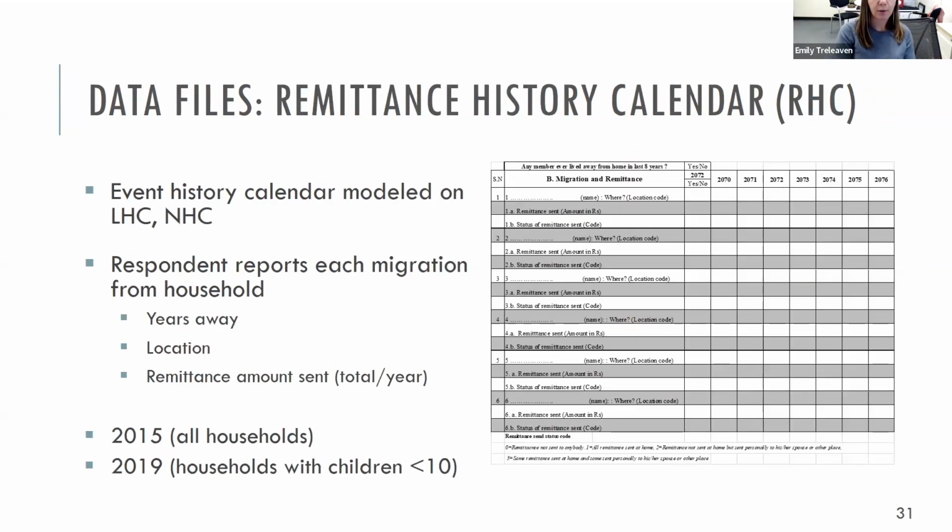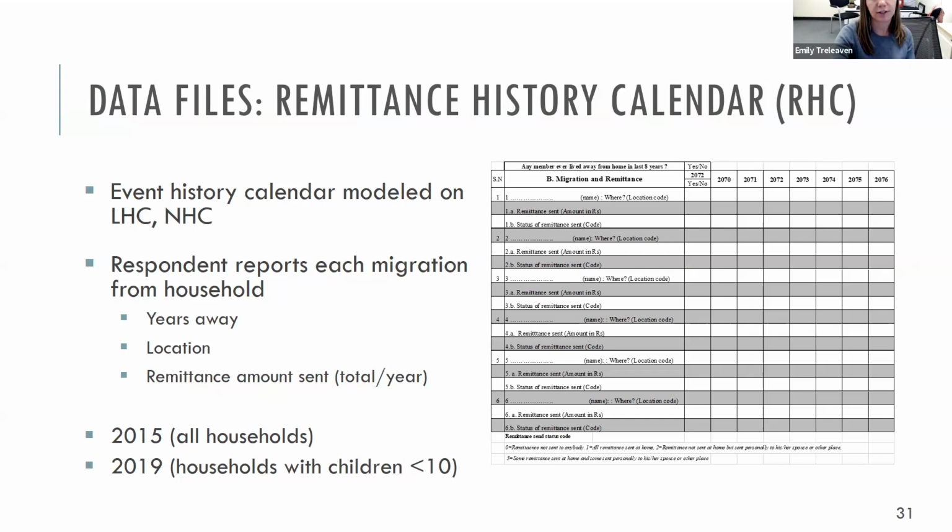We have also collected remittance history calendars at 2 time points, at 2015 and 2019. So this is an event history calendar that's modeled on the life history calendars at the individual level and the neighborhood history calendars that I just mentioned. So this is collected at the household level. In 2015, we collected these among all CVFS households at that time. And then in 2019, they were part of a child health data collection. So they were collected among all households with children less than 10 years of age.